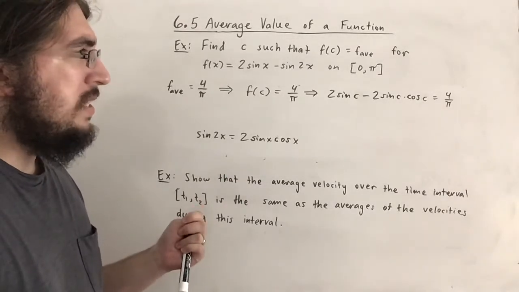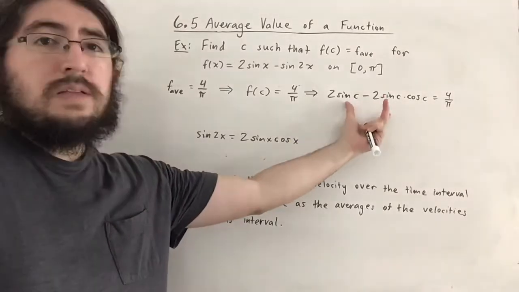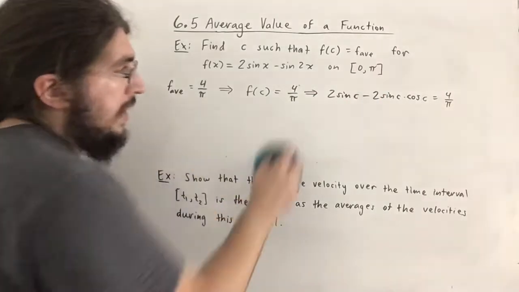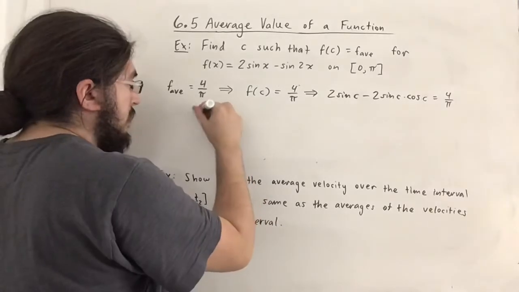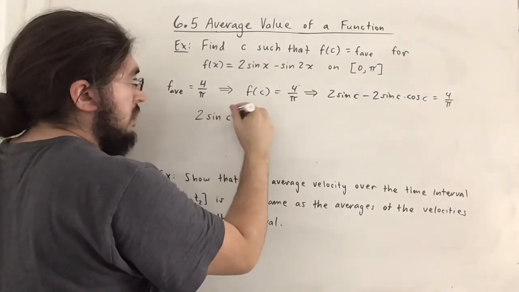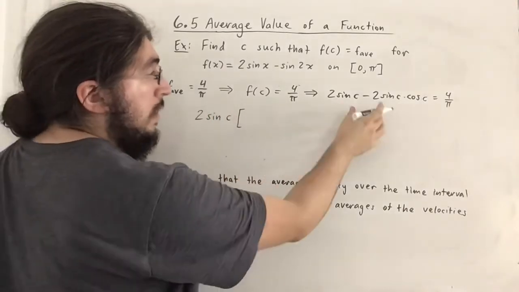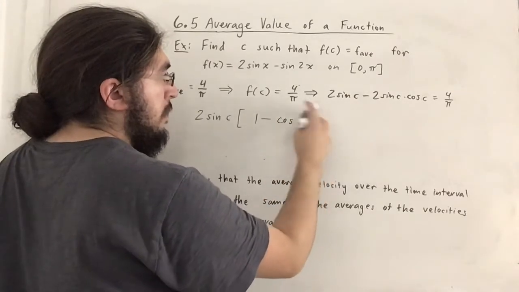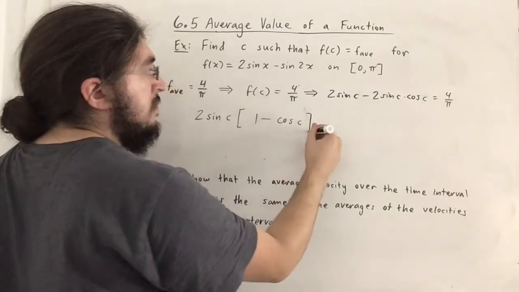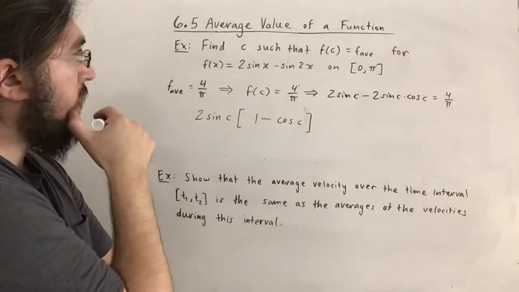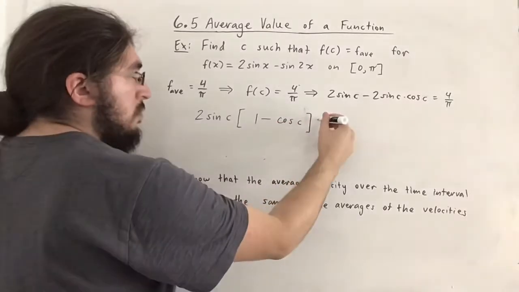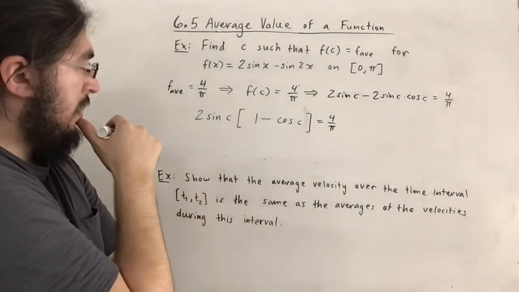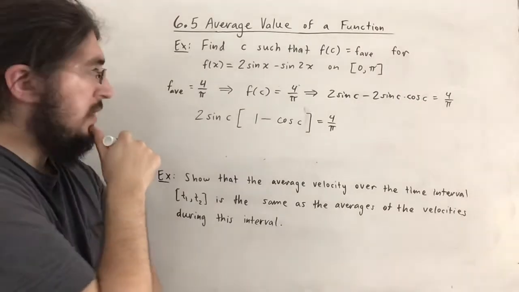I think the reason why I needed to do that was so that we can see that we have these two sine of c's in common. So we factor that out. Let's see what happens. Factoring out 2 sine of c, sometimes this is helpful to do. On the inside, we get what? We get 1 minus cosine of c, but this is equal to, so I'm wondering if this is going to help us at all. So this is equal to 4 over pi. Doesn't really seem to help too much at all.